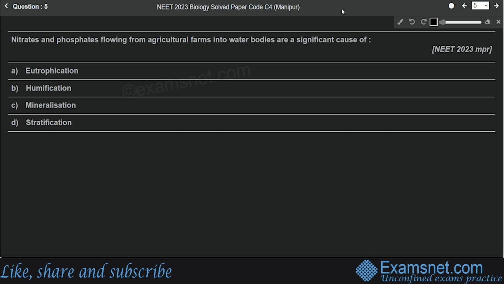Question number 5 is from the chapter Environmental Issues, and the question is: nitrates and phosphates flowing from agricultural farms into water bodies are a significant cause of. Options are eutrophication, humification, mineralization and stratification. So the correct answer is eutrophication. What is eutrophication? It is a condition in which there is an excess of nutrients in the water bodies.